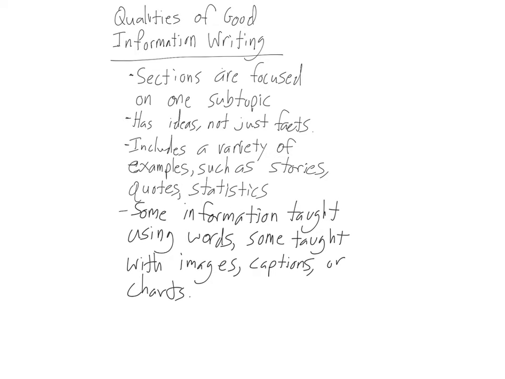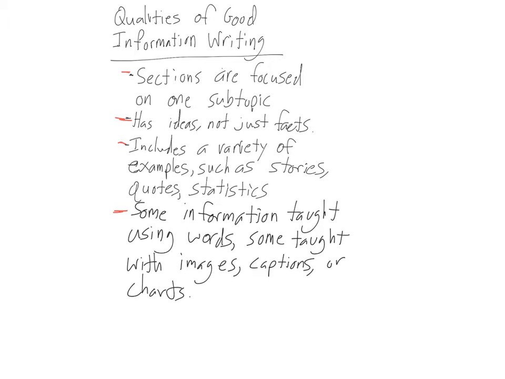I want you to copy this chart down so you have the qualities of good informational writing. Good informational writing should definitely have most of these, and sometimes it doesn't have them in each chapter, but it has them throughout a text. The sections are focused on one subtopic, it has ideas, not just facts, and it includes a variety of examples such as stories, quotes, and statistics. Some information is taught using words, some taught with images, captions, or charts. So there's a variety of visual things to appeal to you on a page. Those are the qualities of good informational writing.